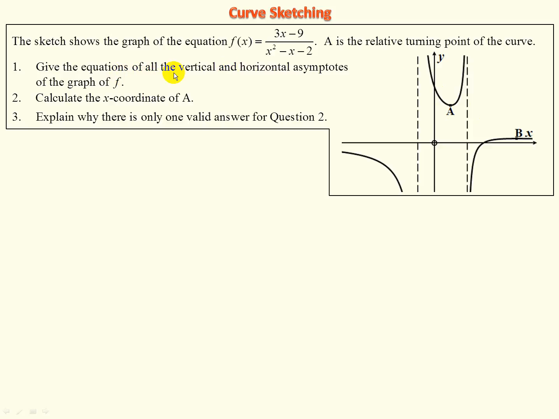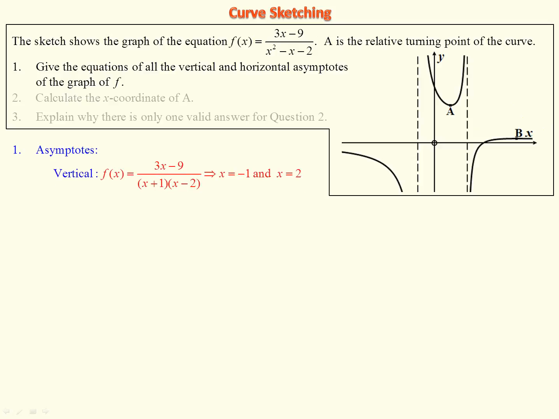Give the equations of all the vertical and horizontal asymptotes of the graph of f. Well, once again, vertical, we want the function to tend to infinity, we want the denominator of the function to tend to 0, and it's the x values accordingly. Factorize, and we can then see the values of x. If x tends to negative 1 or 2, then the function will tend to infinity. So they're your asymptotes. Horizontal, we're going to find the limit as x tends to infinity.